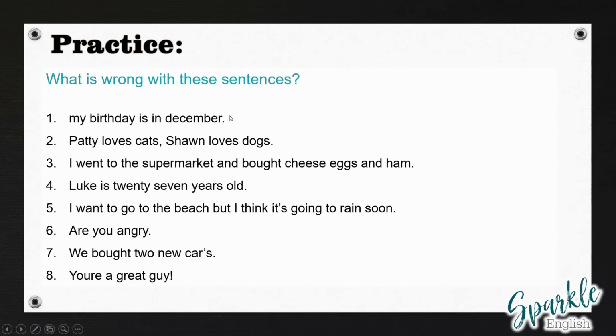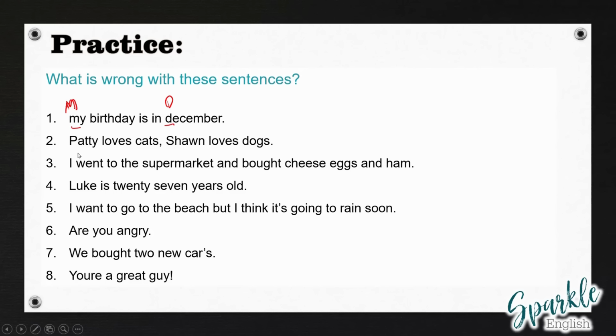In the first sentence, we have 2 errors. First of all, we have to capitalize M because it's the beginning of the sentence. So this should be a capital M. My birthday is in December. And we have to capitalize D because December is a proper noun. It's the name of a month. We have to capitalize months.